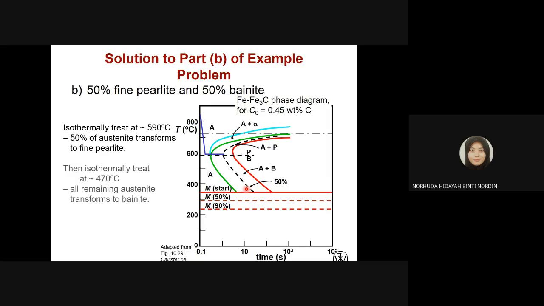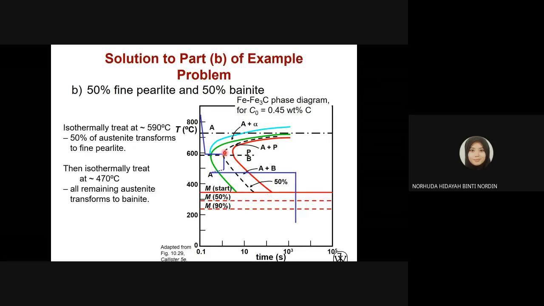To get 50% pearlite and 50% bainite, you have to cool down your sample to 590. Then you hold it, and you get 50% austenite transformed to fine pearlite, because 590 is not touched by bainite yet. Bainite happens at 580, so at 590 it is still pearlite.